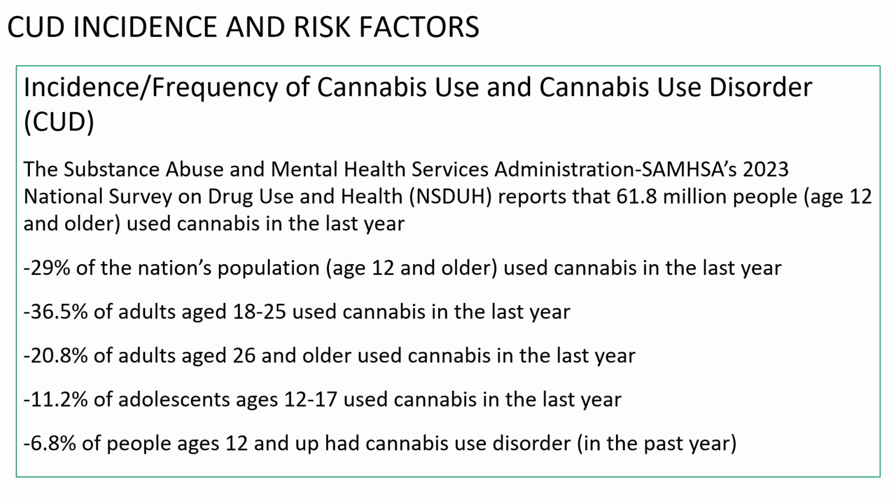36.5% of adults aged 18 to 25 used cannabis in the past year. 20.8% of adults aged 26 and older used cannabis in the last year. 11.2% of adolescents ages 12 through 17 used cannabis in the last year. And 6.8% of people ages 12 and up had cannabis use disorder in the past year.